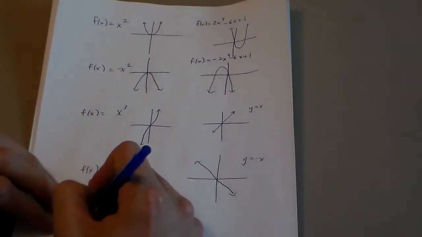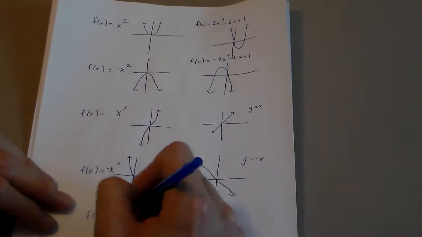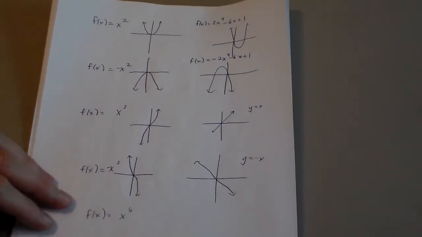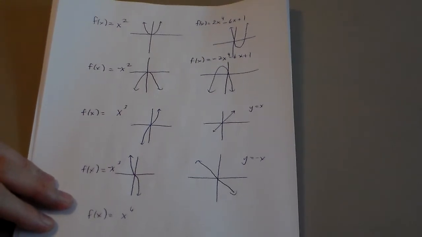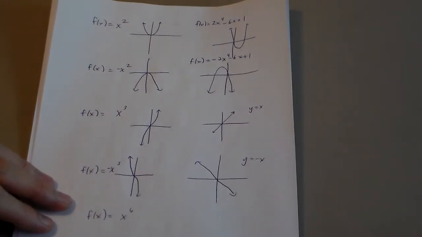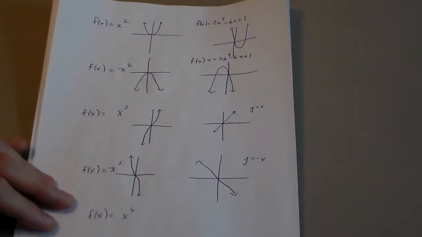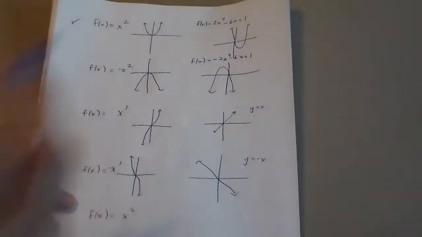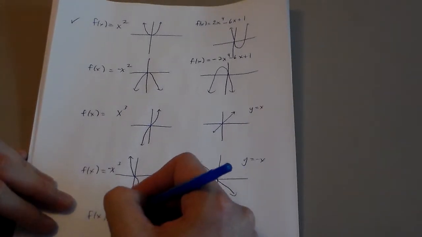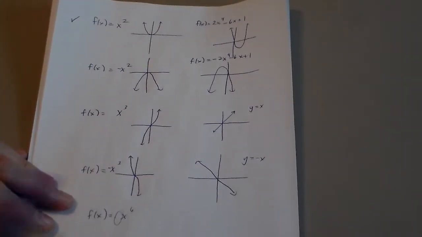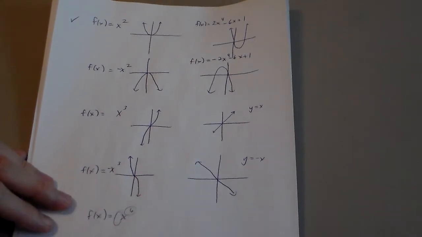So if I gave you any kind of function, let's say it said x to the 6th, could you tell me which one that's going to be like? It's going to be like some of these graphs. Which one is it going to be like? If you guessed these, you're correct. Why? My leading coefficient is positive, and my exponent is even. My degree is even.